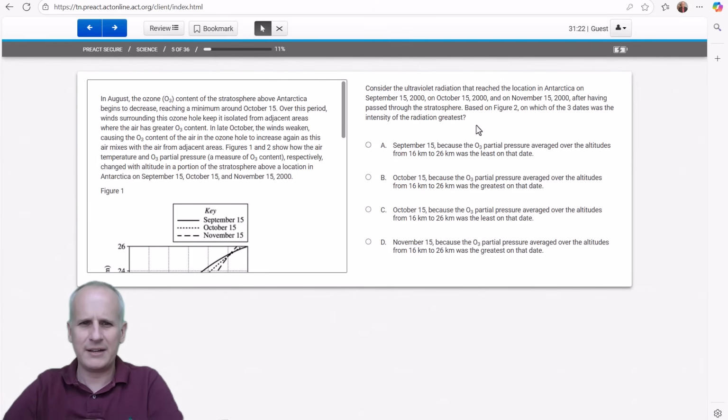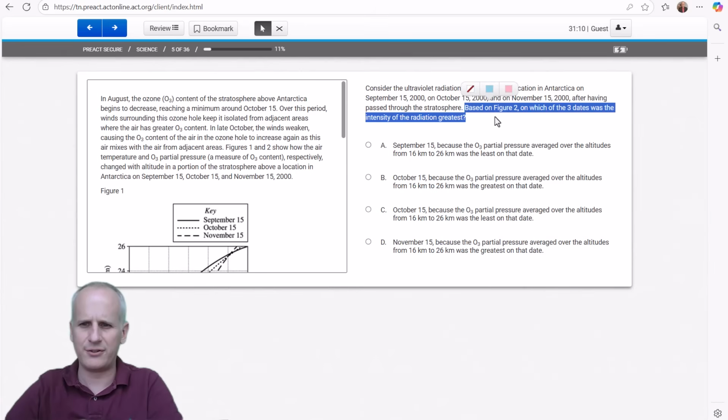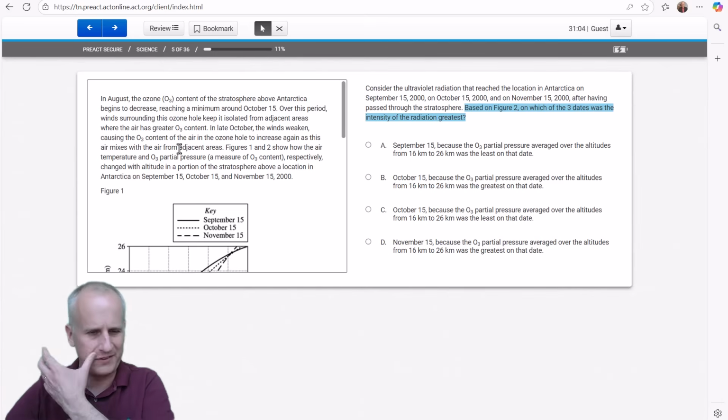So here we're being asked, consider the ultraviolet radiation that reached the location in Antarctica on September 15th, October 15th, and November 15th, 2000, after having passed through the stratosphere. Based on figure 2, on which of the 3 dates was the intensity of the radiation greatest? Well, I do probably need to read a little bit of the background information at this point.